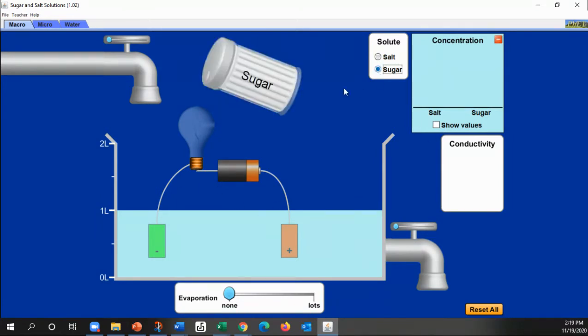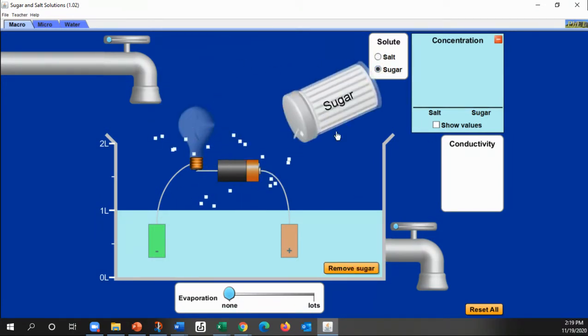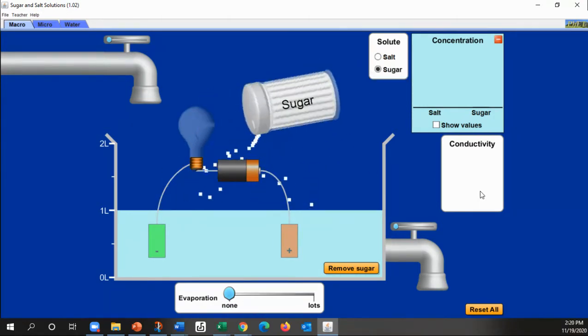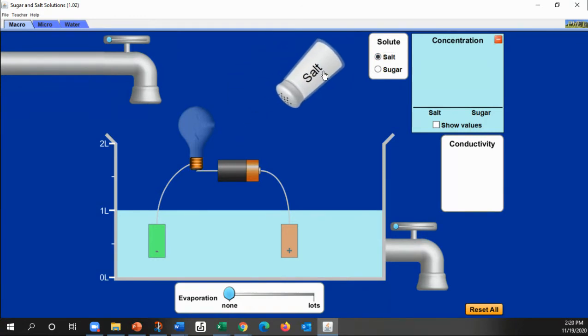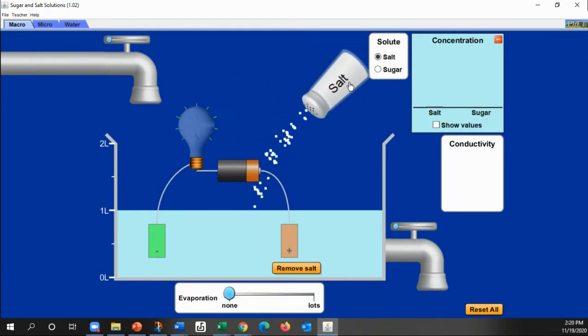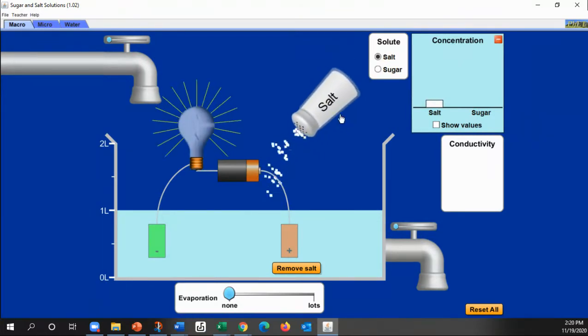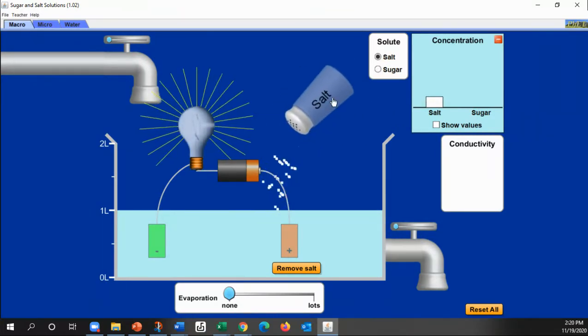Let me dump some sugar in there. Here's my sucrose. Dumping, dumping, dumping. And absolutely nothing happens, but you're getting sugar on these wires. All right, let me get rid of the sugar. Let's add some salt. Watch the light bulb. And this really happens. As I'm dumping the salt, the light bulb is slowly turning on.